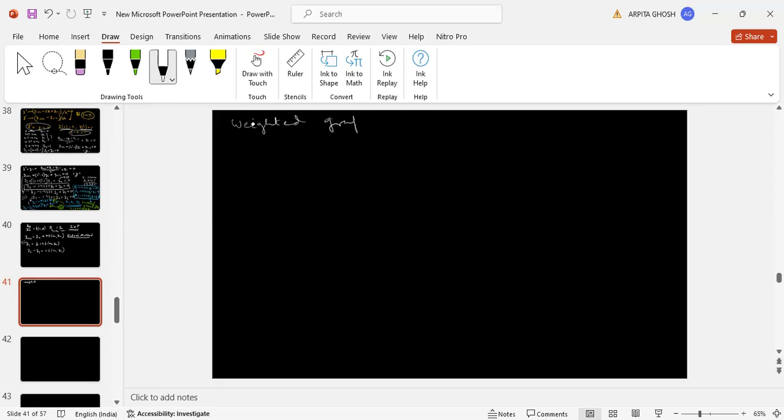Weighted graph is what? Suppose this is the point V1, this is the point V2, this is the point V3, this is your V4. And the graph is like this. And every edge is associated with a real number. Let V1, V2 be 3, V2, V3 be 5, this one 6, 1, etc.